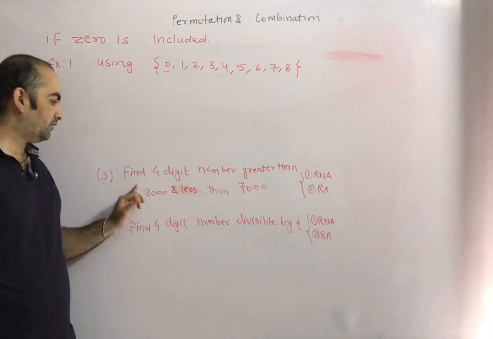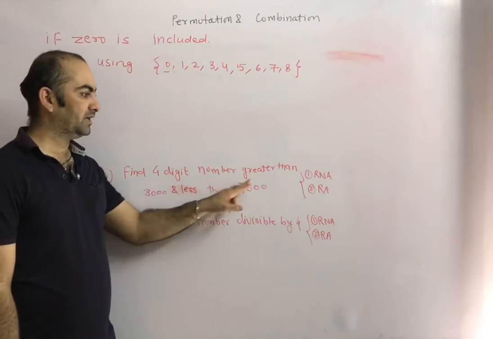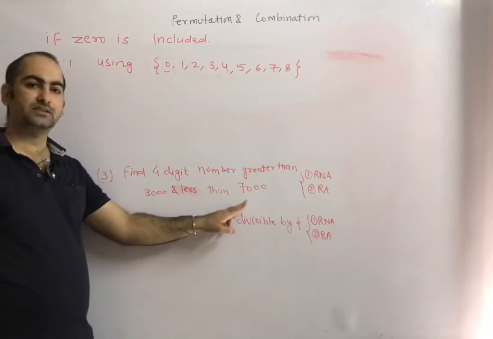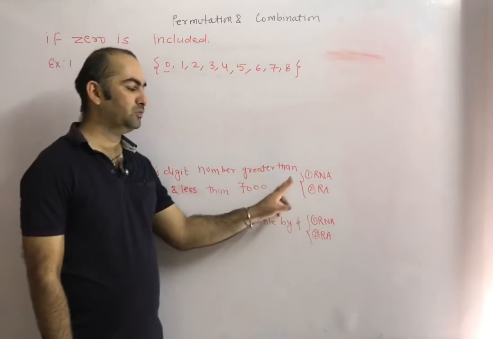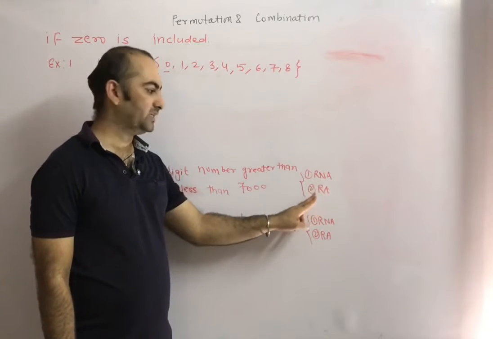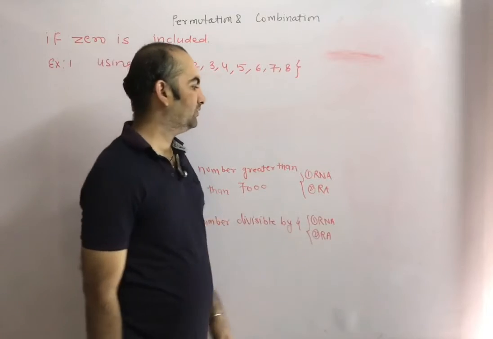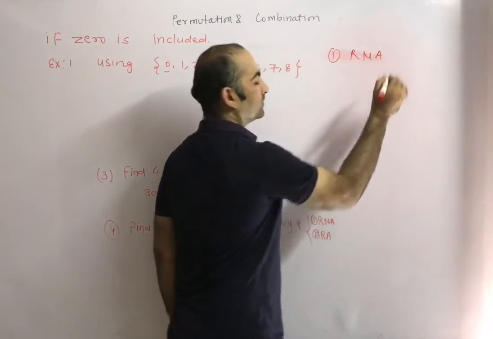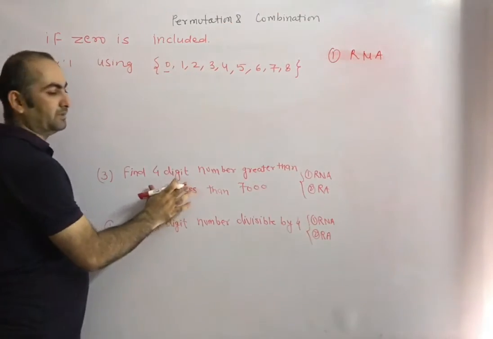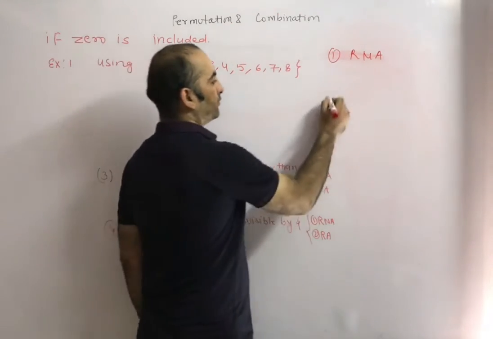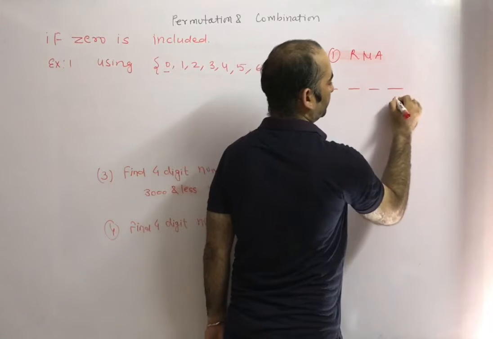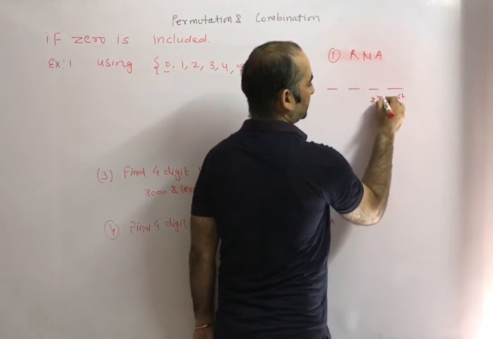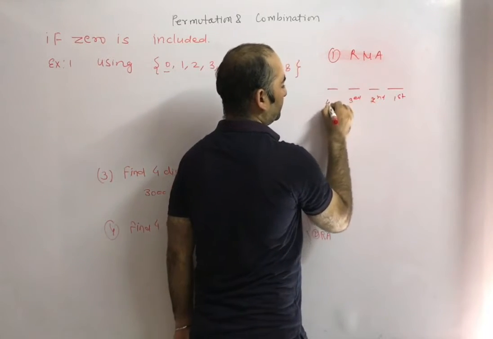Next problem is: find the 4-digit numbers greater than 3000 and less than 7000. Okay, here also we have 2 parts. First part is repetition not allowed, second part is repetition allowed. Okay, so first we are doing first part, repetition not allowed. Okay, so we want a 4-digit number. That means you are taking 4 places. Okay, first, second, third and fourth.